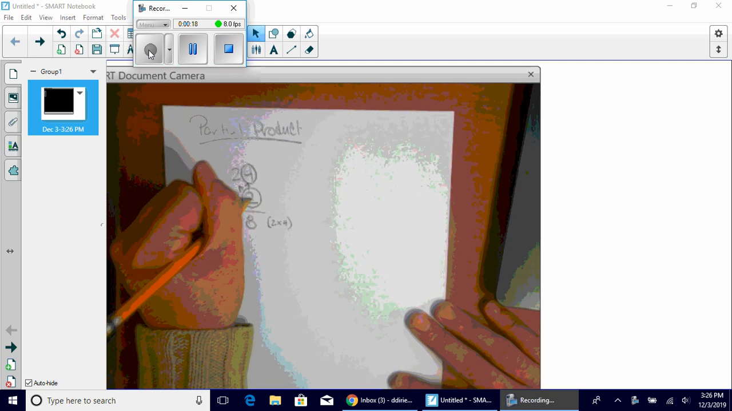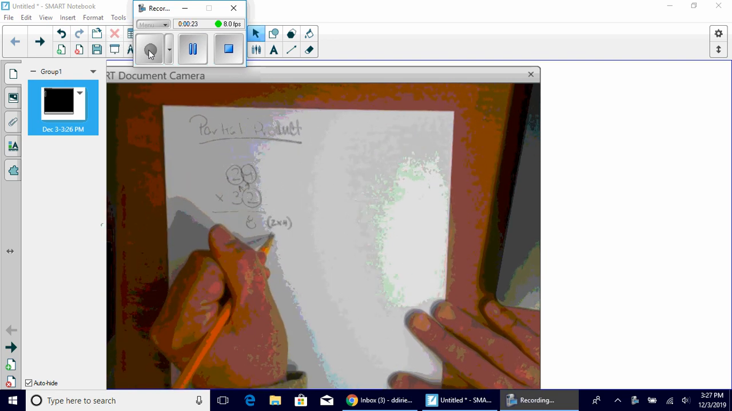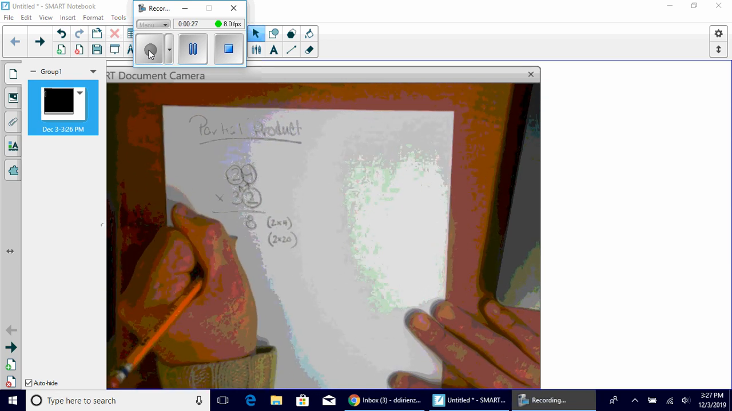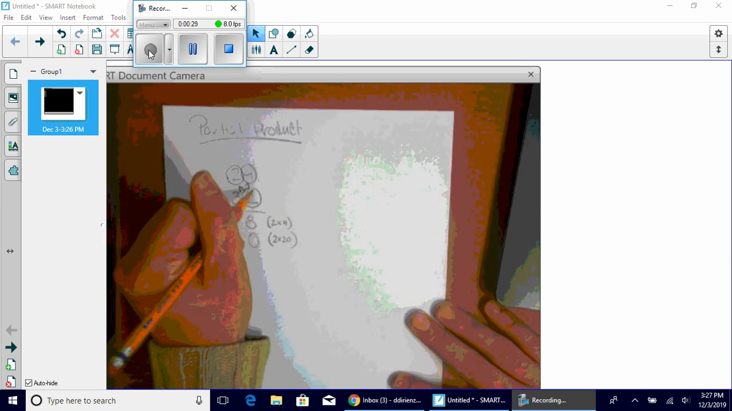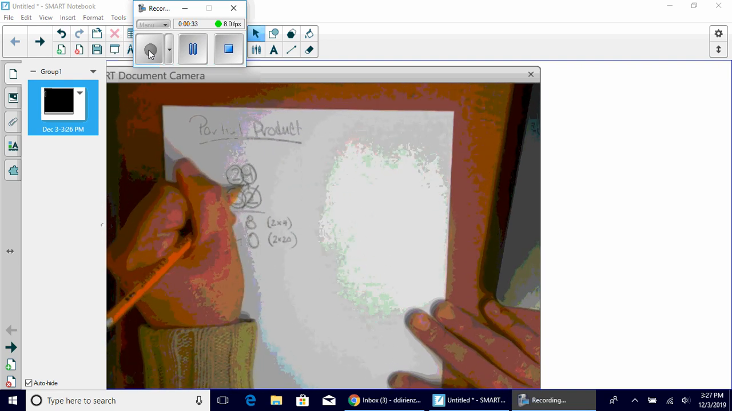Now I'm doing two ones times two tens, which is equal to 20. So two times 20 is 40. I'm done with that anchor digit. I move to my next anchor digit. And like the other, I'm multiplying it by everything on top.